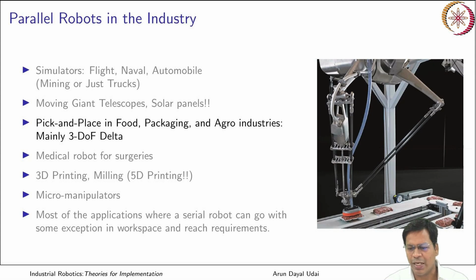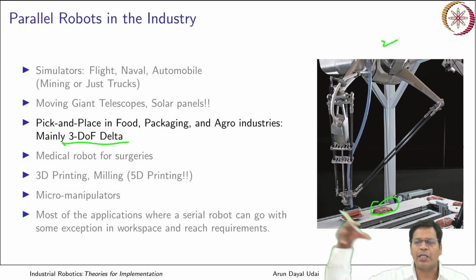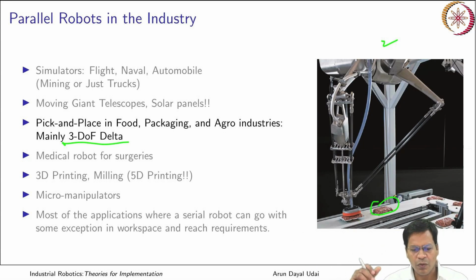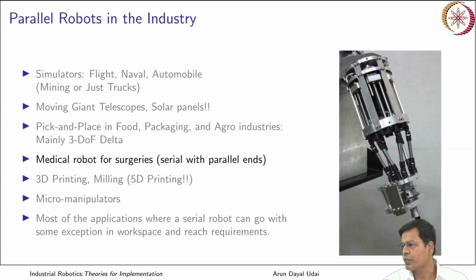Pick and place tasks in any industry. You see, this is a standard delta robot which is picking a moving object from a conveyor. That is most common in the food packaging industry, agro industry. Mainly the 3DOF delta variant is popular in industry, which has only 3 translational degrees of freedom and can just pick and place.